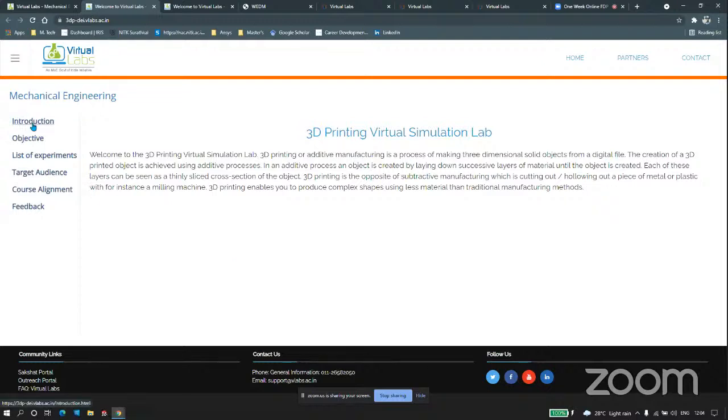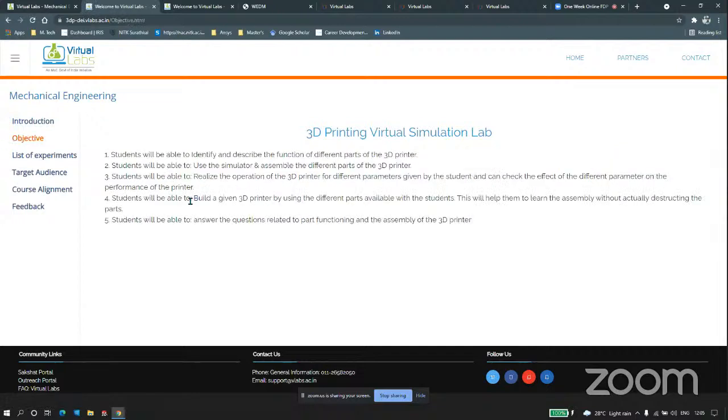So here in the introduction, you will get to know about the 3D printing lab. What are the technologies associated with 3D printing? Which one is more feasible? So next I'll move on to the objectives of this lab.